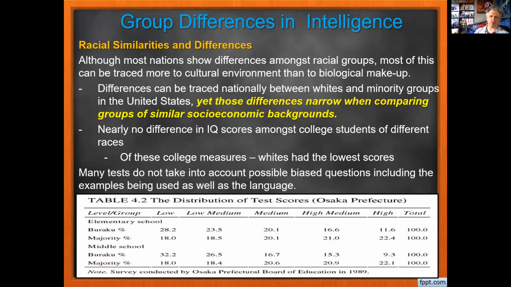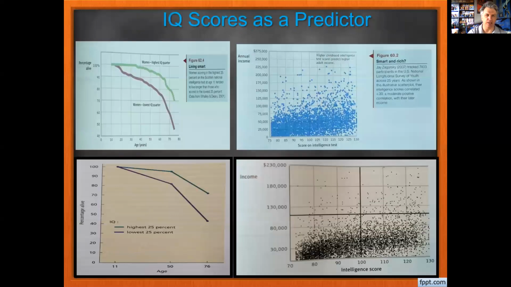Many tests also don't take into account biased questions, examples being used, as well as the language being used and everything else there. Something else about IQ scores as a predictor: the higher your IQ, the more likely you're going to live a longer life. Women with higher IQ scores versus lower IQ scores, a higher IQ person is going to eat better. They're going to do less risky behavior. Again, you see it overall with people. The higher IQ person is not going to take the risk. The lower IQ person is going to be the guy on Jackass who's going to strap fireworks to his crotch and blow himself up. That guy's not going to live as long, nor is he going to reproduce, hopefully. No, that's eugenics.